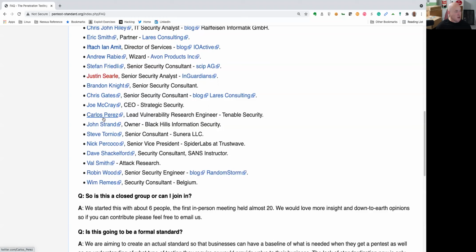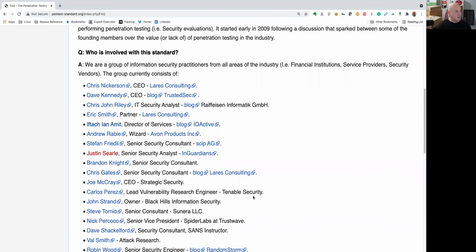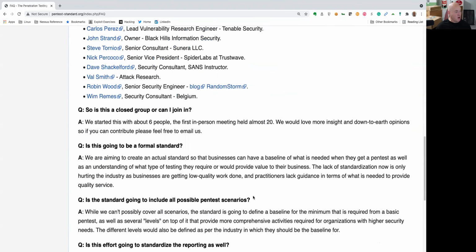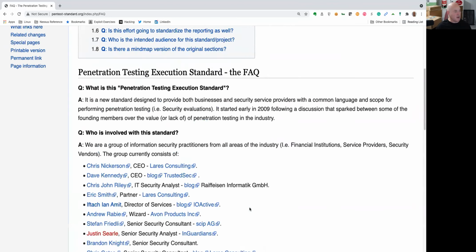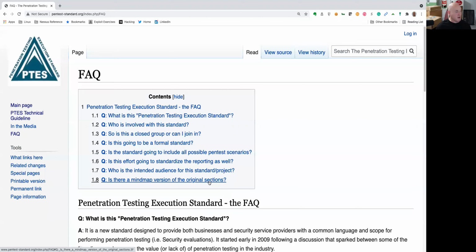And so Carlos Perez, he's actually at TrustedSec now, but he was at Tenable Security. That's the people that created Nessus. So you can see this hasn't been updated in a while, but it's still good information and you can kind of see who came up with it. It was last edited in 2017, so it's not too bad. The main things about these methodologies are going to stay the same. Some of your technical stuff is going to change.